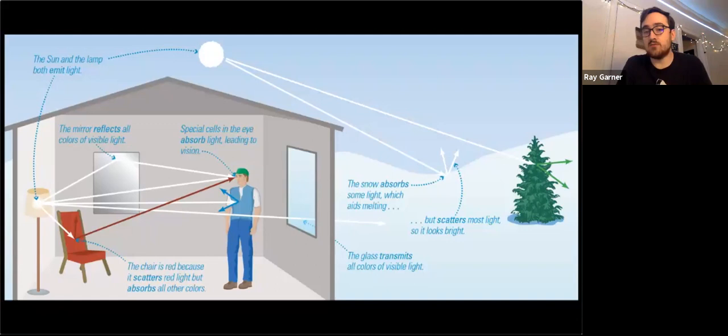Outside, the snow will absorb some light, which helps in melting, but will scatter most light, so it looks bright. Meanwhile, that tree will scatter green light, but absorb all the other colors. And of course, if you were outside looking in, that glass window would transmit all the colors of the visible light, both from the sunlight outside in and the lamp inside out. So you see all four of those different ways of light interacting with matter throughout your daily life. It happens all around you.